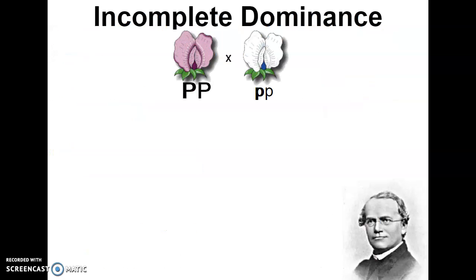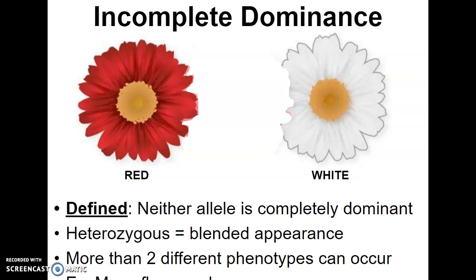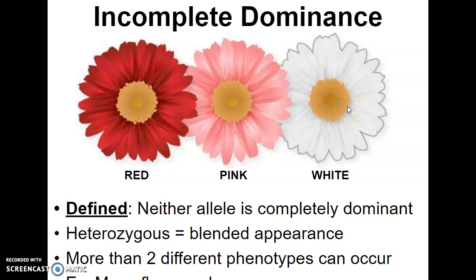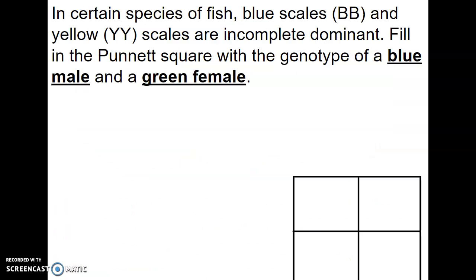So incomplete dominance, that's when neither allele is completely dominant. So if you have a red flower and a white flower, and they have baby pink flowers, that means that neither allele, red nor white, was a strong dominant allele. So in incomplete dominance, you have 3 phenotypes in the problem. So go ahead and try this one problem for incomplete dominance.